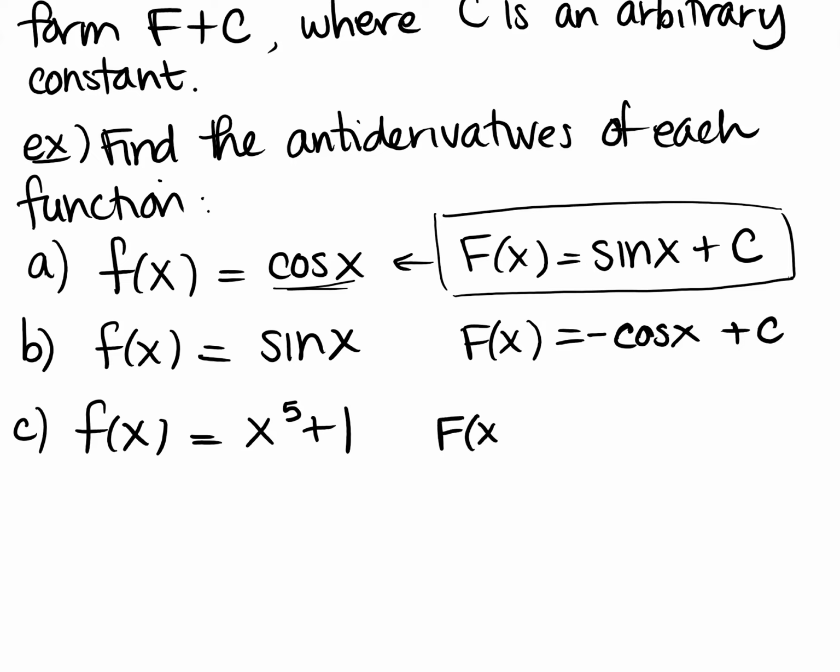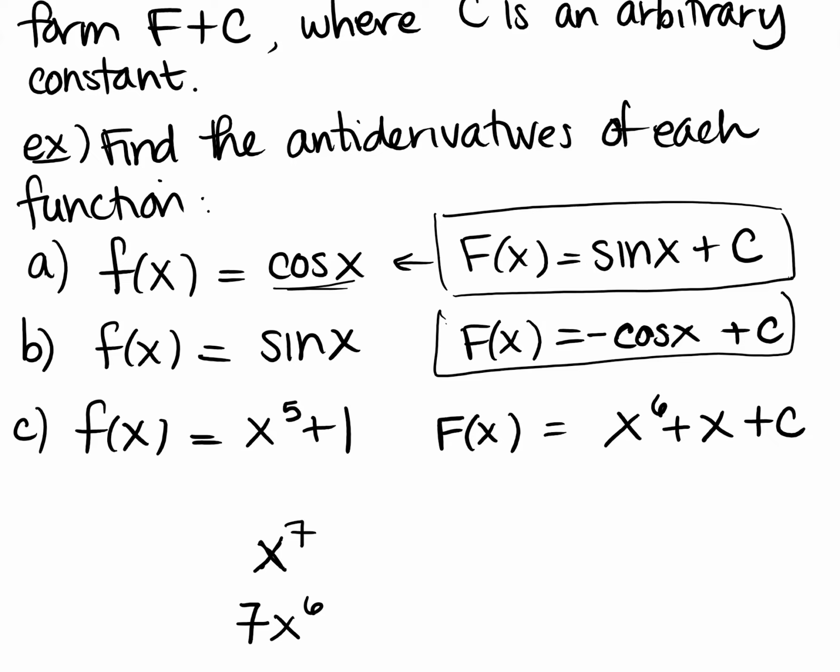So capital F of x, how would I get to x to the 5th? So let's remind ourselves what the power rule does. Like if I were to take the derivative, let's say, of x to the 7th, right? The derivative of x to the 7th, I would bring the 7 down and I would take 1 away. So to get to x to the 5th, I must have had something that was one degree higher than that, right? Because I would have had to subtract to get to the 5th. And then to get the 1, well, what function whose derivative is 1? That would just be x, right? The derivative of x is 1. And then I have that c. So this is my conjecture that the antiderivative of x to the 5th plus 1 is going to be x to the 6th plus x.